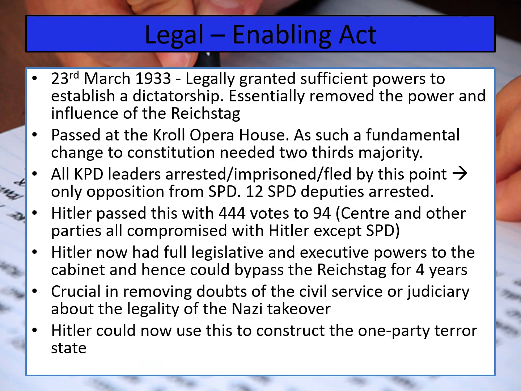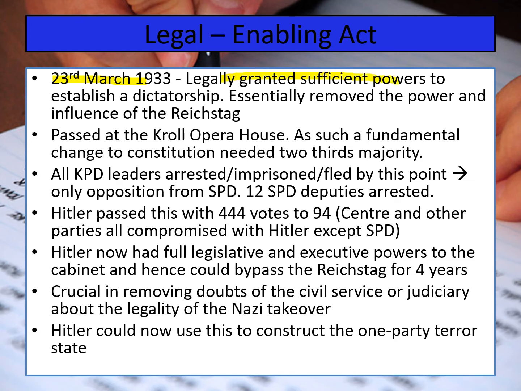We're now going to think about the Enabling Act, which is an absolutely crucial act to know about, and it's really important that you can tell the difference between this and the emergency decrees that were passed on 28th of February. So the Enabling Act was a fundamental change to the law of Germany, and it was passed on the 23rd of March 1933. Essentially, this allows Hitler to legally create a dictatorship.